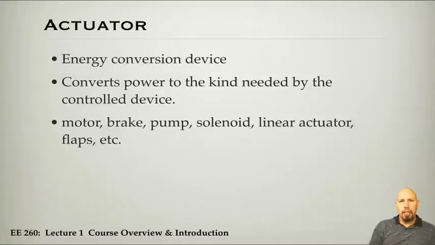Your actuator is some kind of an energy conversion device. It converts power from one kind to the kind needed by the device that's being controlled. So for example, if you have a mobile robot with wheels, and the wheels are turned by motors, that motor is an actuator. It takes electrical current and gives you mechanical output. So motors, brakes, pumps, solenoids, linear actuators, a number of different kinds of actuators. Could be lights. Those are different kinds of actuators.